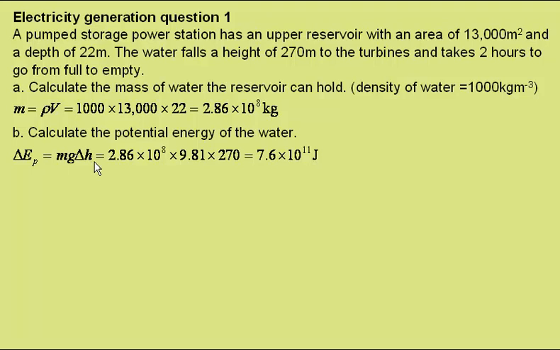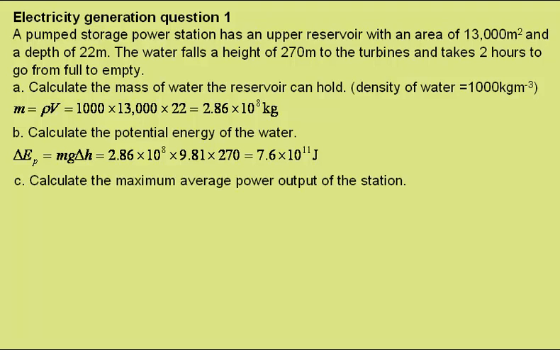In this case, the mass of the water we found previously is 2.86 times 10 to the 8 kilograms, the gravitational field strength is 9.81 newtons per kilogram, and the change in height as it drops to the turbines is 270 meters, which was given in the question here, giving a potential energy of the water of 7.6 times 10 to the 11 joules.